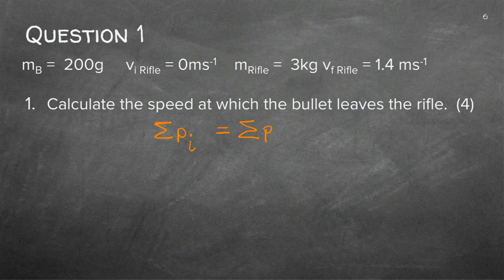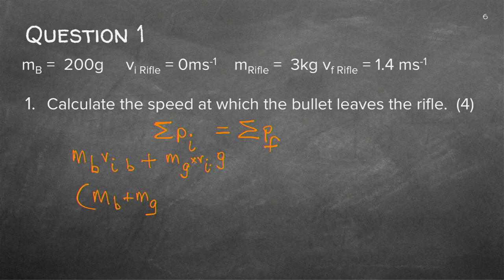The sum of the momentum initially and then final. I've got the mass of the bullet with its initial velocity plus the mass of the gun times the initial velocity. And be careful, this was 1 unit, so you could have said the mass of the bullet plus the mass of the gun, and we know it's stationary in any case. That is equal to the mass of the bullet afterwards times the velocity of the bullet final.